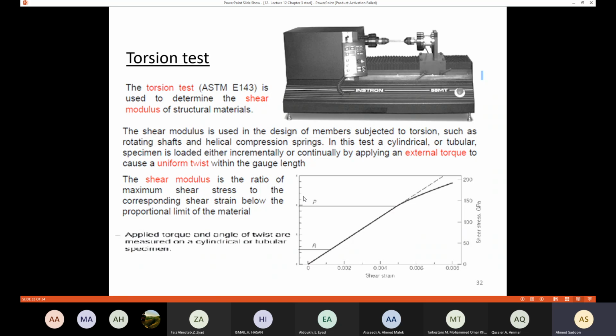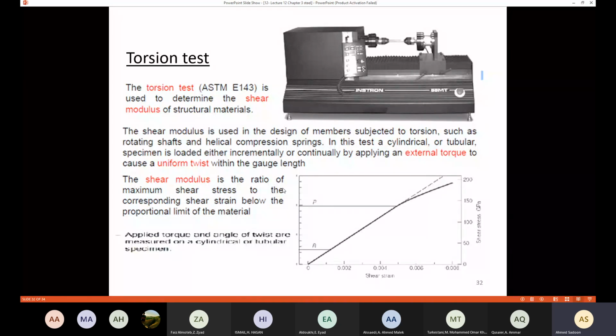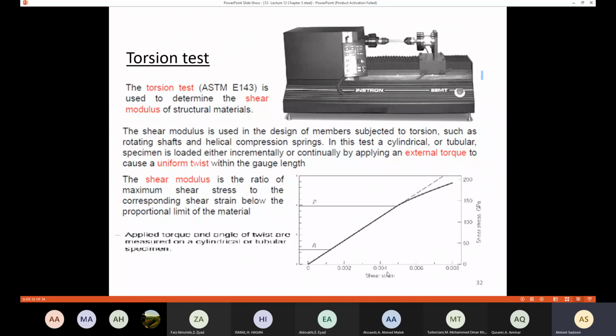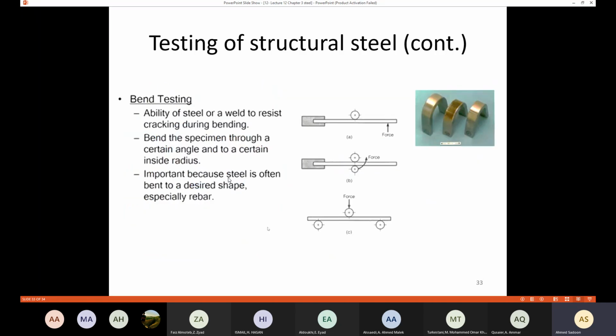And then if you manage to generate the shear stress and the shear strain, then you will be able to determine the shear modulus, which is the ratio of the maximum shear stress to the corresponding shear strain below the proportional limit of the material. So if you measure the slope of that line, then you are going to determine the shear modulus.